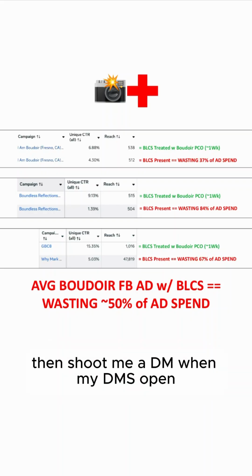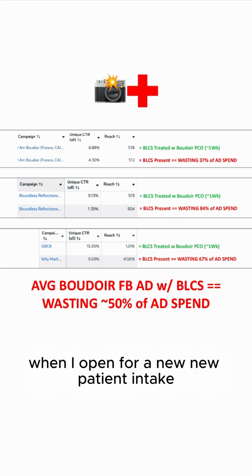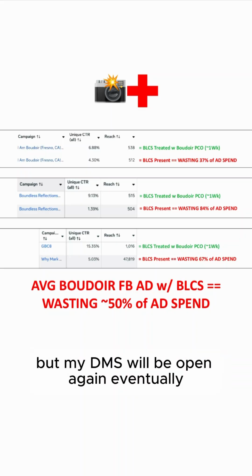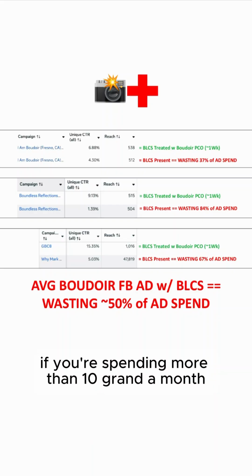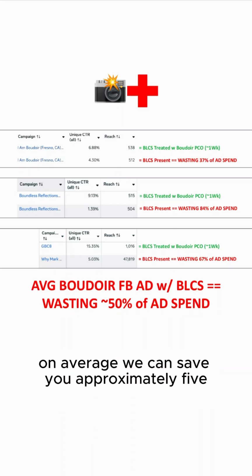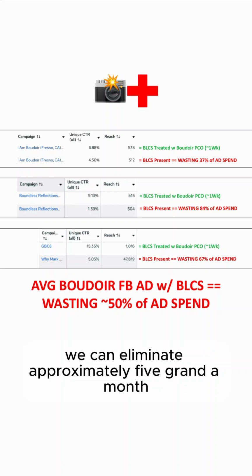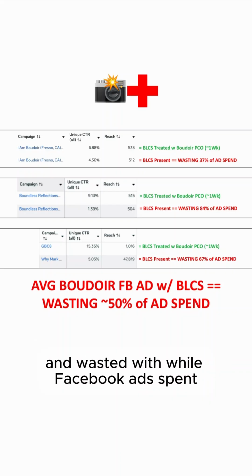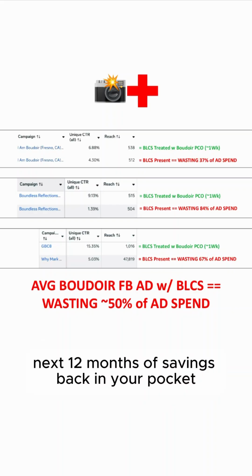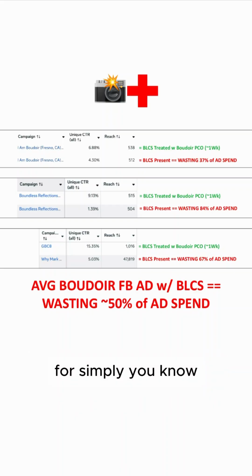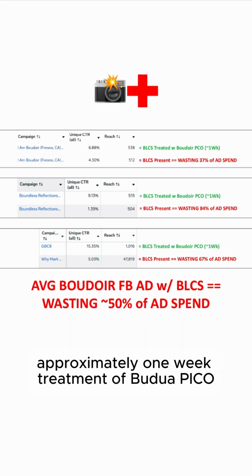Then shoot me a DM when my DMs open, when I open for new patient intake. My DMs are closed right now, but my DMs will be open again eventually. And on average, if you're spending more than 10 grand a month, we can eliminate approximately 5 grand a month in wasted boudoir Facebook ad spend. That'd be approximately 60 grand a year, in the next 12 months, of savings back in your pocket for simply approximately 1 week of treatment of Boudoir Pico.